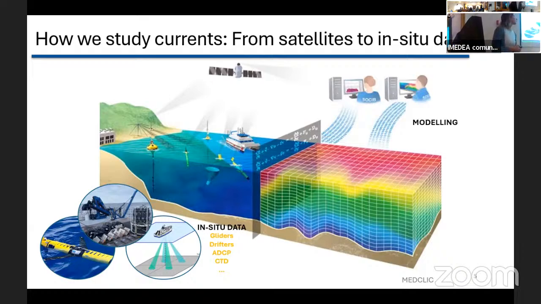The second way we have to study these dynamics is through modeling, not only to forecast and predict the ocean state, but also to study different processes that we are interested in. And the third way to study the ocean is satellite data. We have also different types, such as sea surface temperature, ocean color, which is related to chlorophyll, and also the altimeters that measure sea surface height.